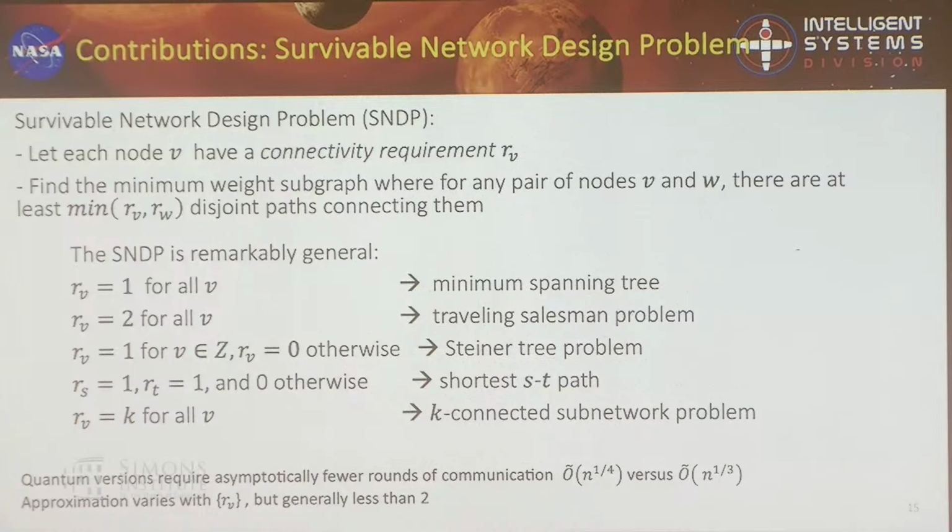And we're able to show that quantum versions require asymptotically fewer rounds of communication, again, going from order n^(1/3) classically to order n^(1/4) plus some log factors. The approximation ratio varies with problems, but it's generally less than 2. And we have more specific numbers in certain cases.